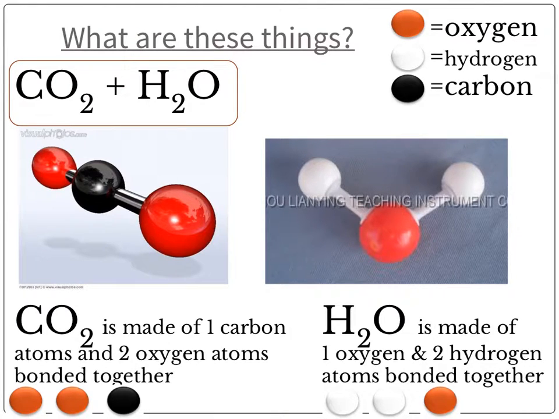In photosynthesis, the reactants are CO2 and H2O, carbon dioxide and water. Carbon dioxide is made of two oxygen atoms and one carbon atom bonded together, while water is made of two hydrogen atoms and one oxygen bonded together.